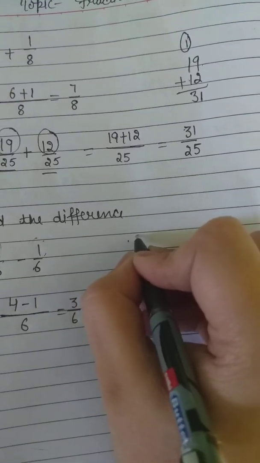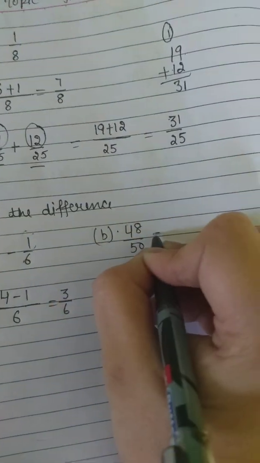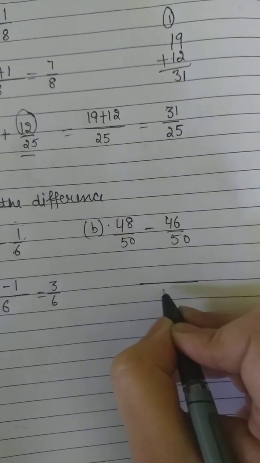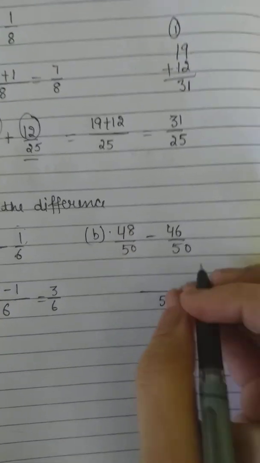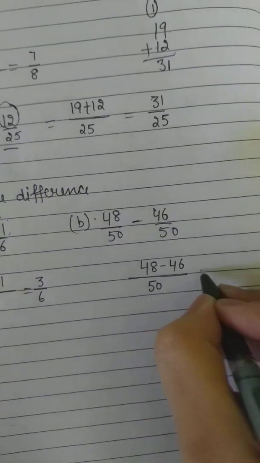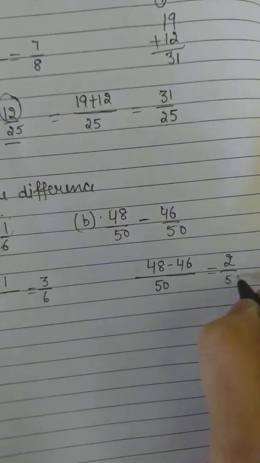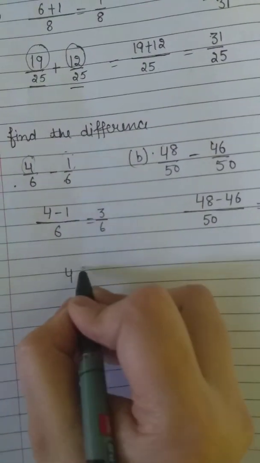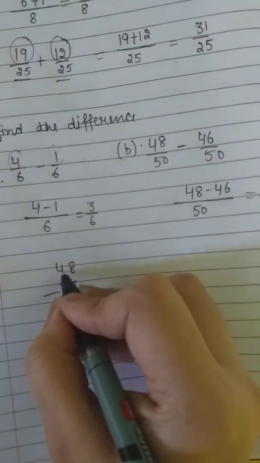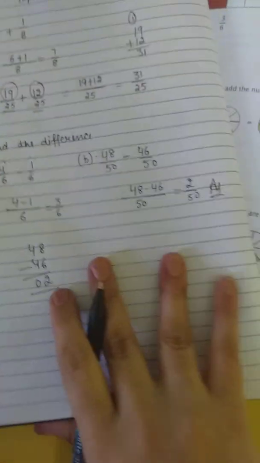Next is 48 upon 50 minus 46 upon 50. So take 50 as denominator. 48 minus 46, that means 8 minus 6, 2, and 4 minus 4, 0. So 2 upon 50 is our answer.